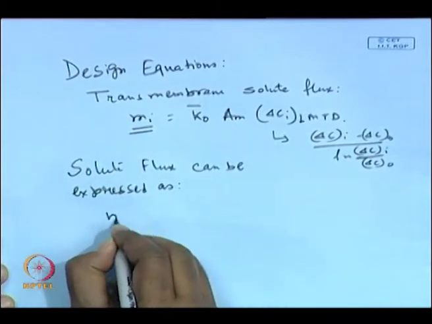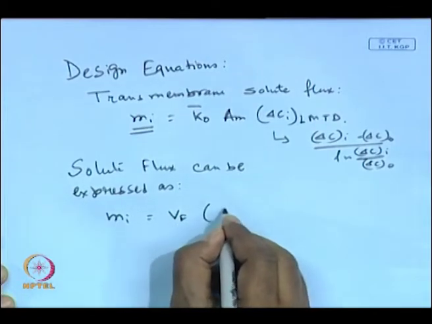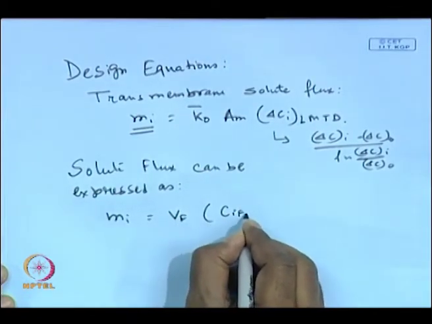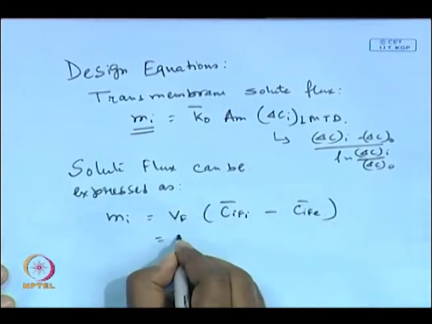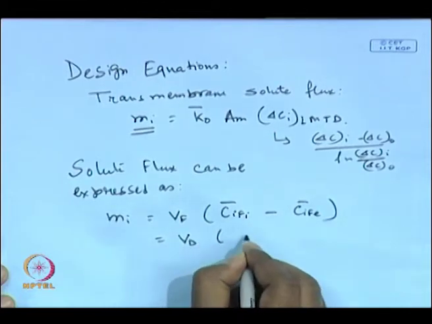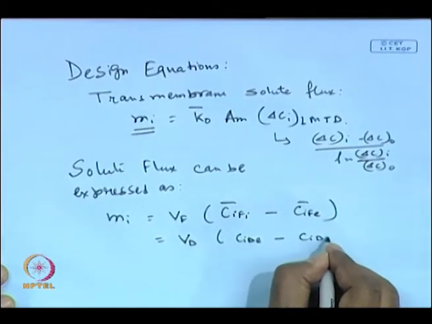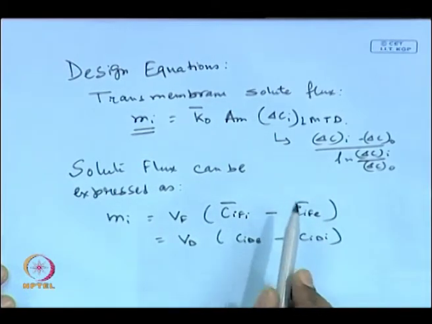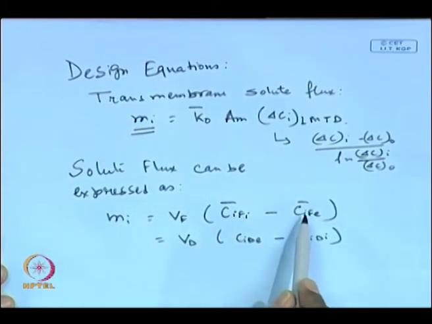So, that means, MI is nothing but Vf multiplied by CIFI minus CIFE is equal to Vd multiplied by CIDE minus CIDI. Okay. Vf and Vd are constant at the steady state. So, Vf multiplied by CIFI is the amount of solute that is going into the feed side, and this multiplied by this means the amount of solute that is going out of the feed side.